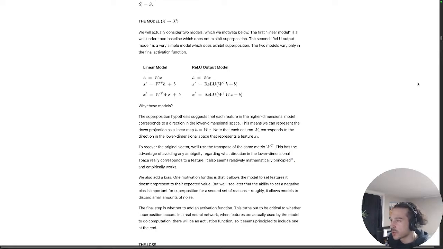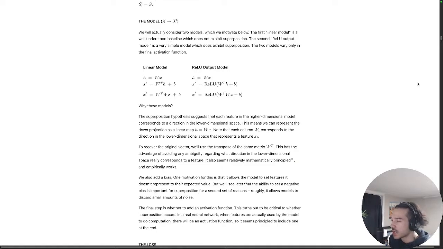So in our linear model we have h equals w times x. X prime equals w transpose times h plus b. X prime equals w transpose times w times x plus b. In our ReLU output model, h equals w times x. X prime equals ReLU of w transpose times h plus b. X prime equals the ReLU of w transpose times w times x plus b.